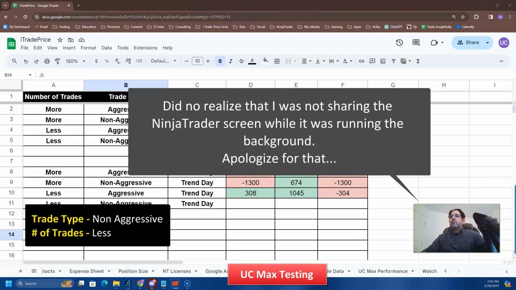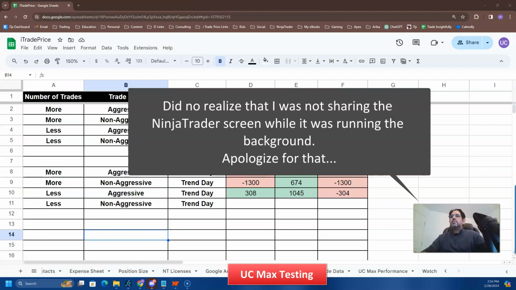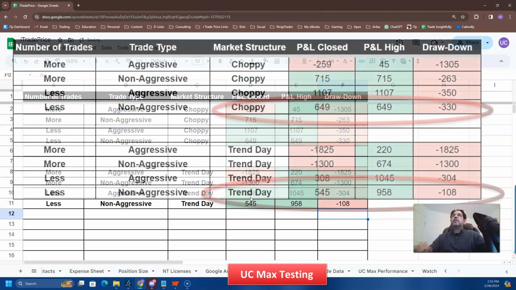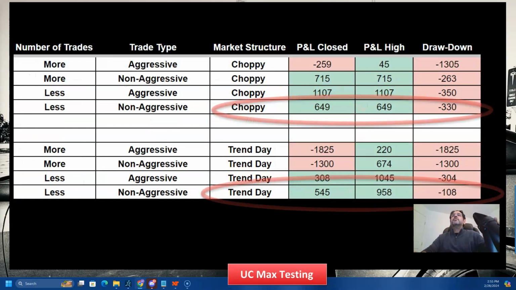Okay, it's almost 4. Stop that. Okay, so we ended the day at 545, right? The high was 958 and the drawdown was minus 108. Okay, I'll bring the sheet right here.